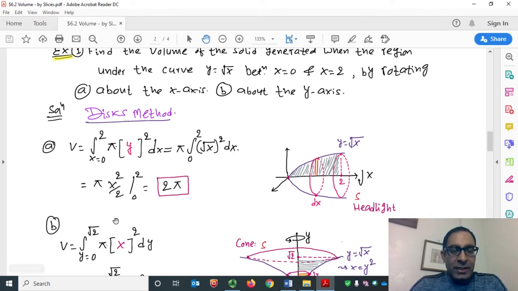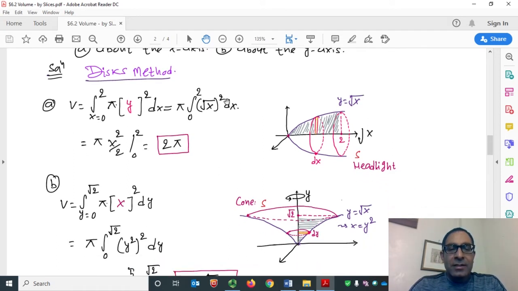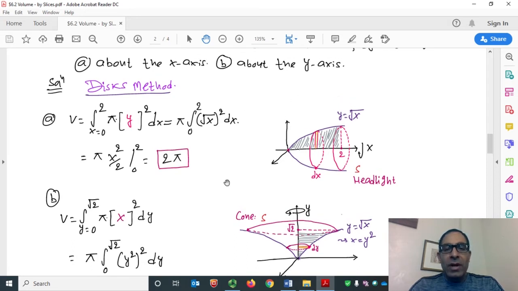Great. Then the next step, let's cancel this square and the radical. So we have pi, then the definite integral of x, which is simply x squared over 2, with limits 0 to 2, and simplify. This gives us 2 pi. So the volume of this solid is simply 2 pi. Great. Now let's rotate this about the y-axis.